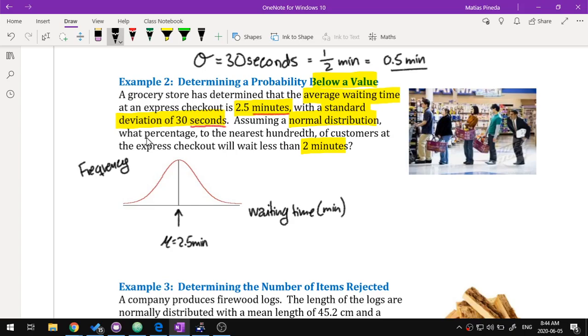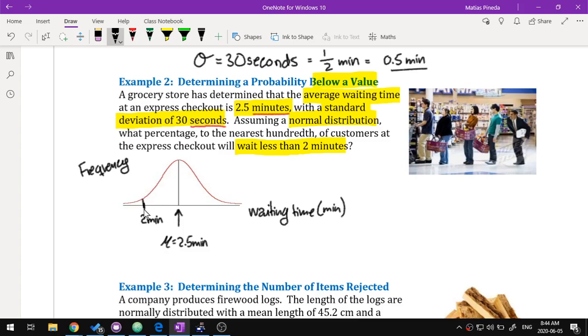And then they're asking us what percentage of customers at the express checkout will wait less than 2 minutes. Well, 2 minutes is less than 2.5 minutes. So 2 minutes might be somewhere over here. This is 2 minutes. It doesn't matter exactly where we put it as long as it's to the left of the average because it's a smaller value. And they're asking for waiting less time than 2 minutes.